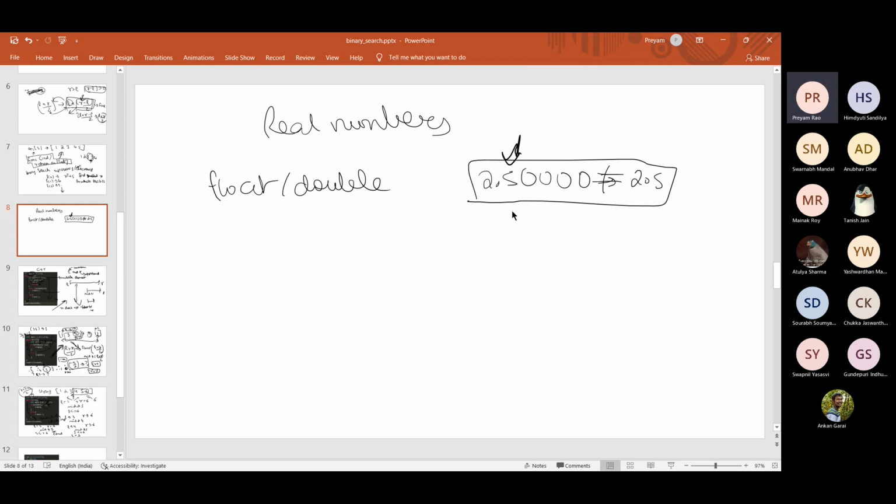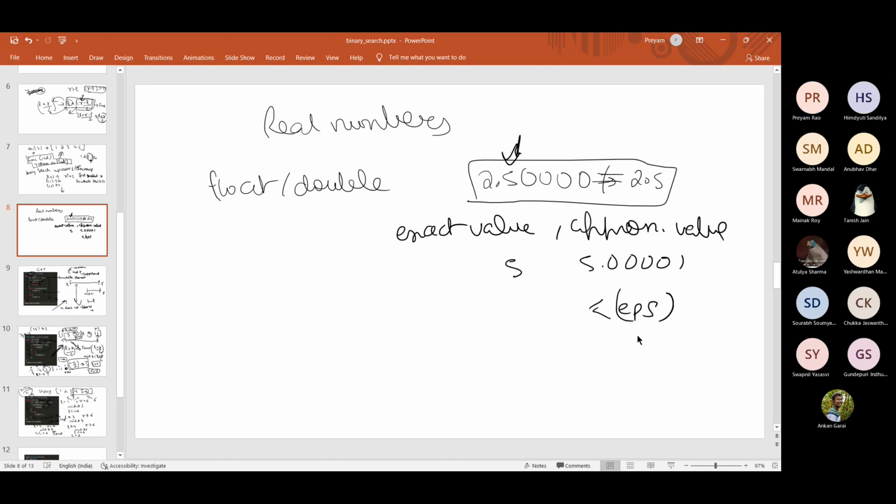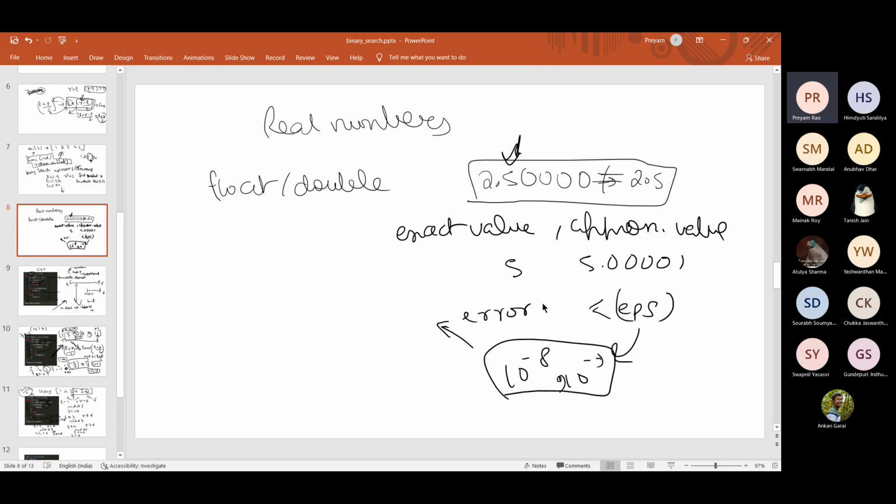Right? So whenever we work with floating point numbers, we never need to find an exact value. We always need to find an approximate value. So it does not matter if we are getting 5 or 5.00001, as long as it's less than some epsilon. This epsilon might be 10 power 8, 10 power minus 7, or something like that. This is essentially how much error we can handle.